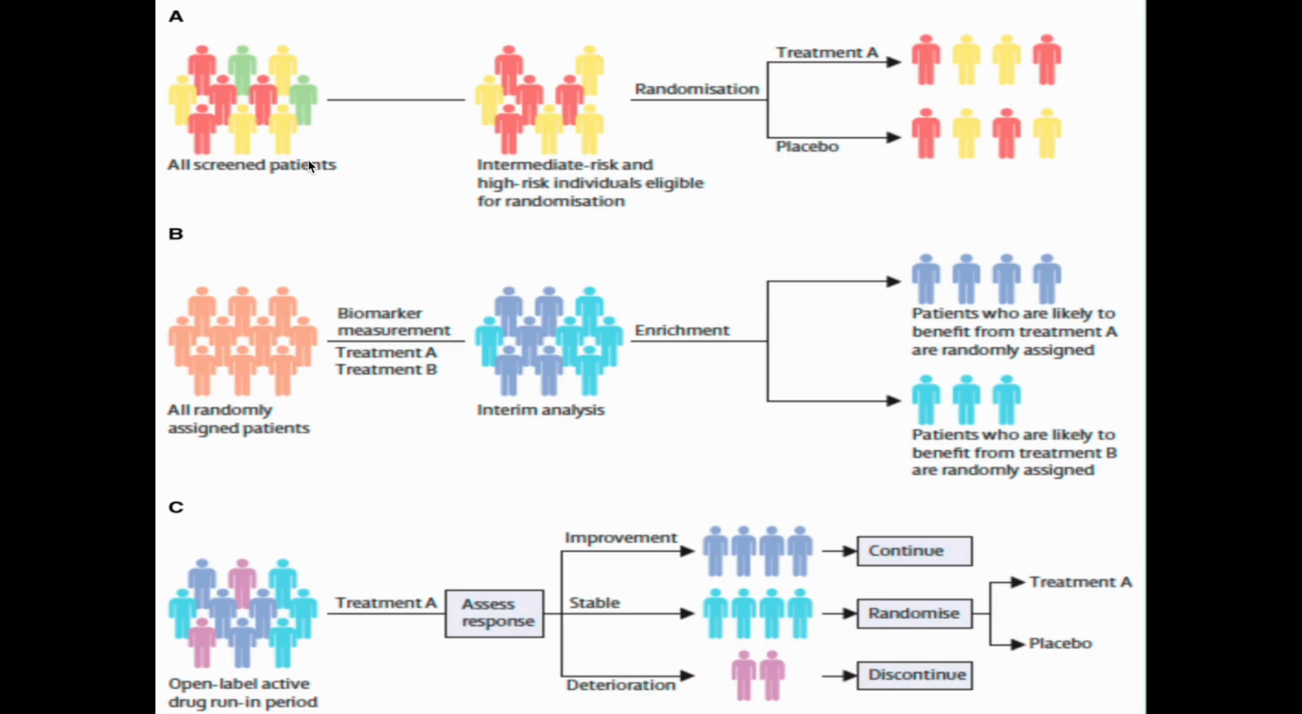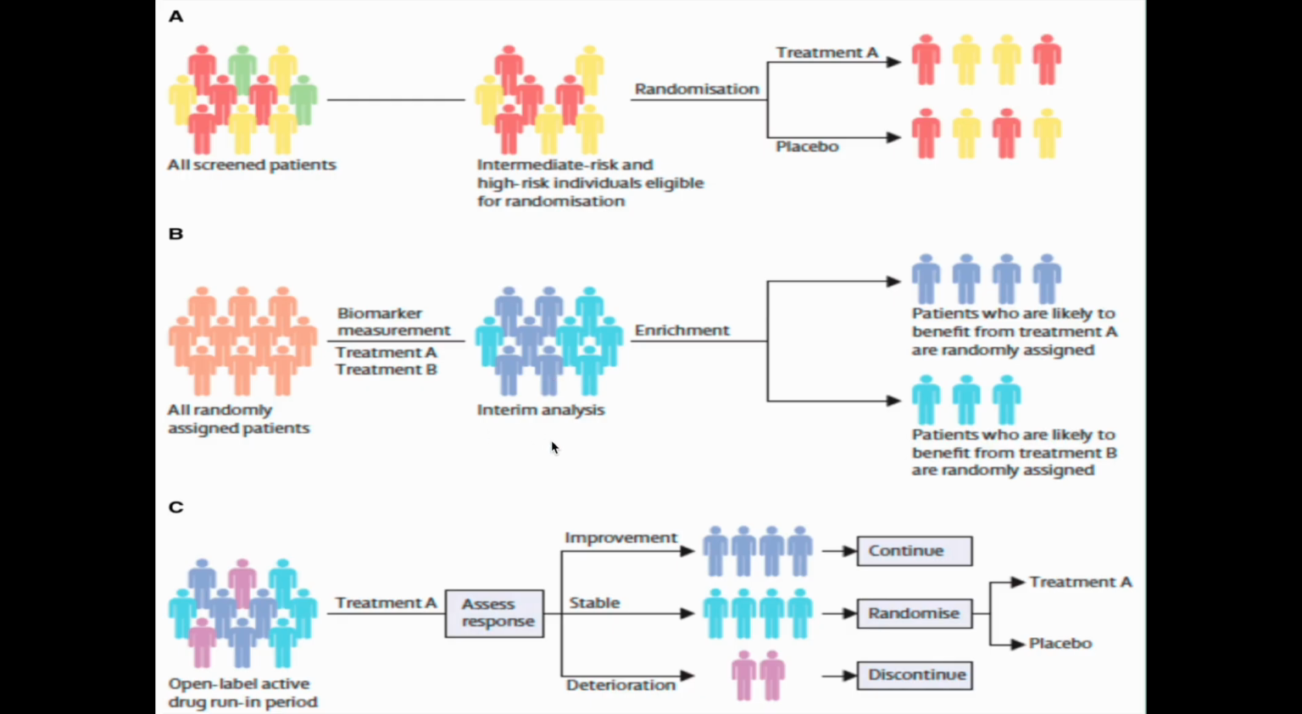The next is adaptive enrichment. Here you randomize all patients and you use a biomarker to risk stratify them. Enrich the trial and continue only with patients who continue to show benefit with the drug, and you do more interim analysis and then try to enrich and find out which type of drug is giving better results. So there is gradual enrichment during the trial because of more interim analysis.